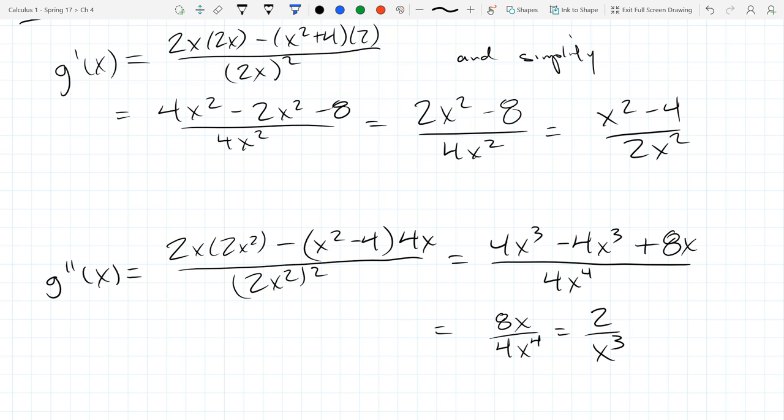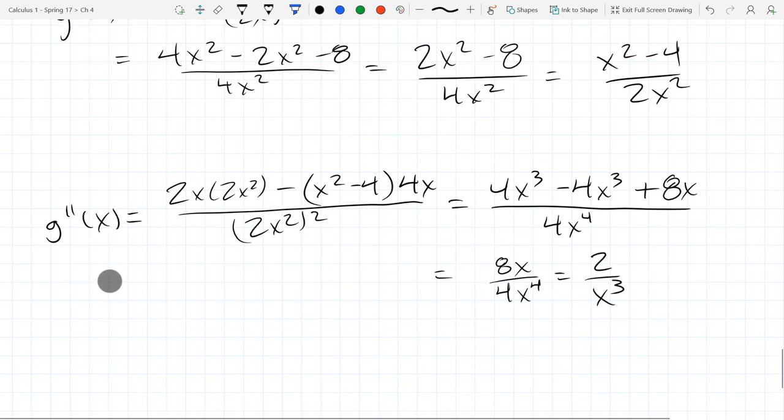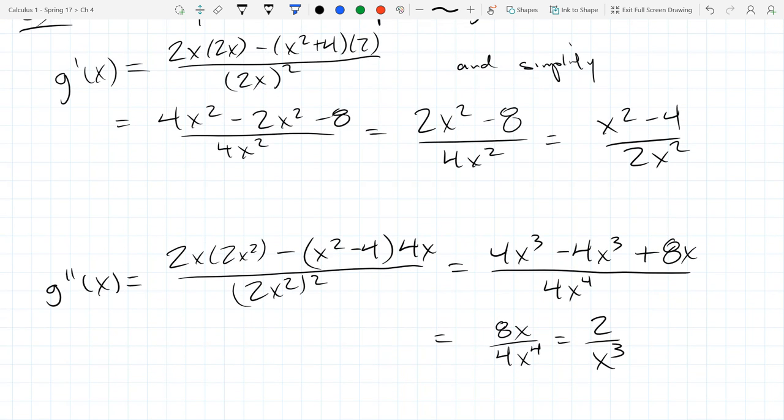So, second derivative questions. Be careful with your powers of x. x squared squared is x to the fourth power. That product right there, same thing. 16, so we got 16 fourths, that'll be 4.